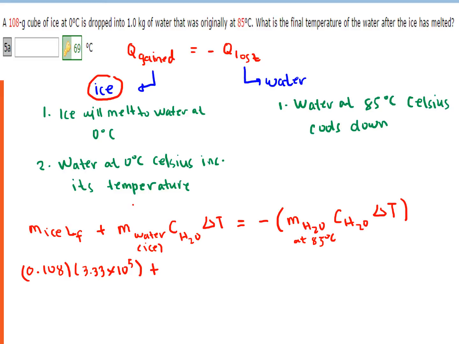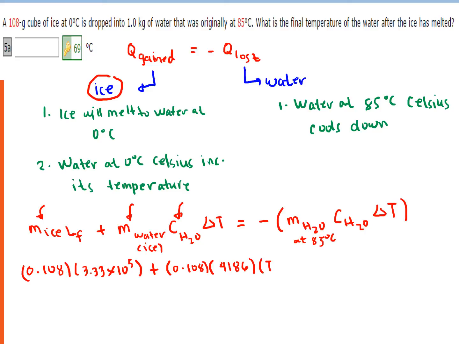Plus the mass of water. This mass of water here is the same as the mass of ice, because it is just the melted ice to begin with. So that would just be 0.108 kilograms multiplied by the specific heat capacity of water. Take note, we are not using the specific heat capacity of ice, because the ice has already melted and it became water. That is equal to 4186 multiplied by the change in temperature.